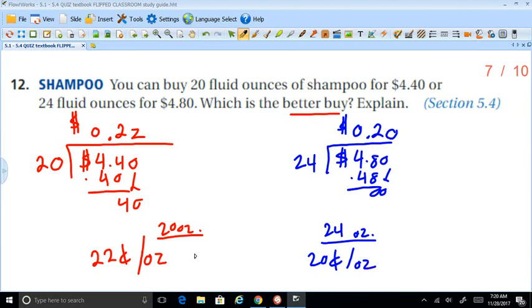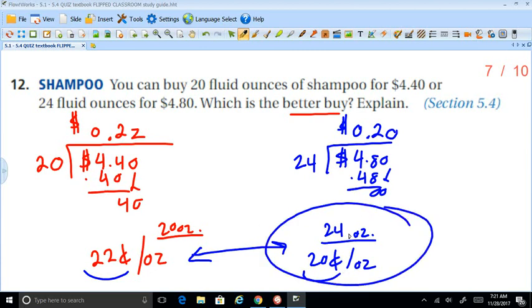And now you're comparing unit rate to unit rate. 22 cents or 20 cents. If you're paying for it, you want the cheaper bottle. The better value, the better deal, the better buy is the 24-ounce bottle. And you would explain it with words and with all of your work.